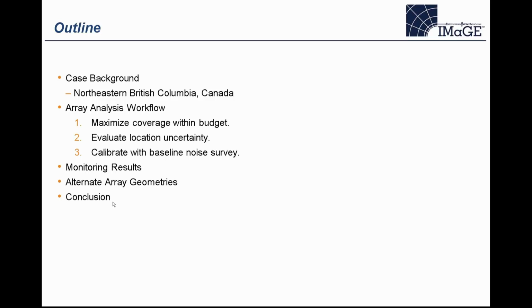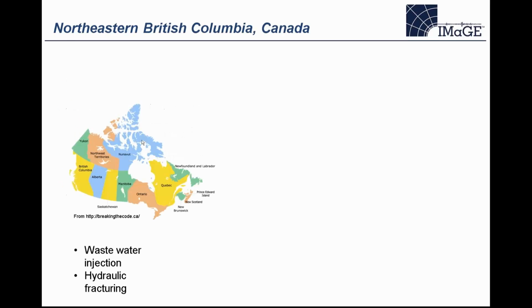Basically, I want to say there's no best network. There's only the one that fits your engineering purpose. And again, you can go back and use these three steps to evaluate if a given network is going to satisfy your engineering purpose. So here's our case study, the Northeast British Columbia province right here.